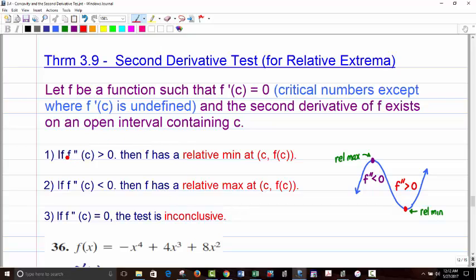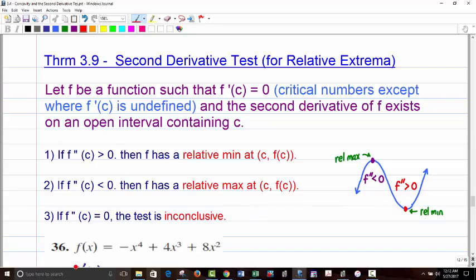So let's see what this says. It says f double prime of c is greater than 0, meaning you're taking the critical number from the first derivative and plugging it into the second. Then f has a relative min at c, f of c. If f double prime of c is less than 0, then f has a relative max at c, f of c. And if f double prime of c equals 0, the test is inconclusive. Probably means you didn't have a min or a max. Most likely that would be the case. Once again, I can't say 100% of the time, but I would think almost 100% of the time.